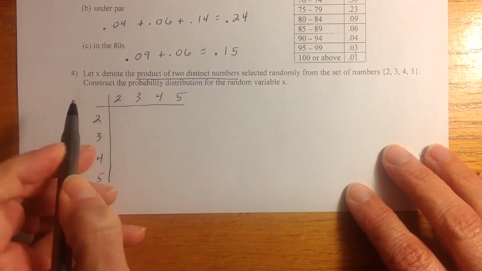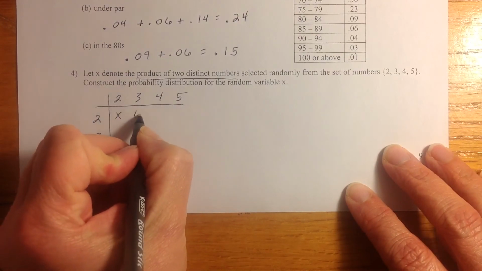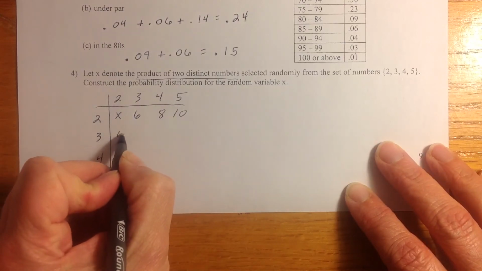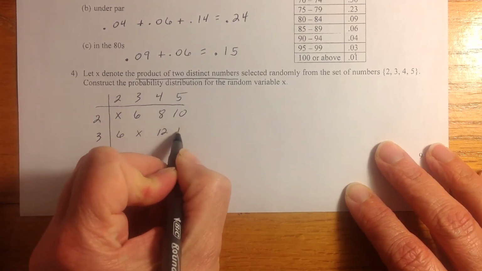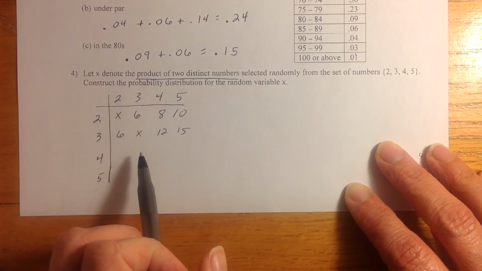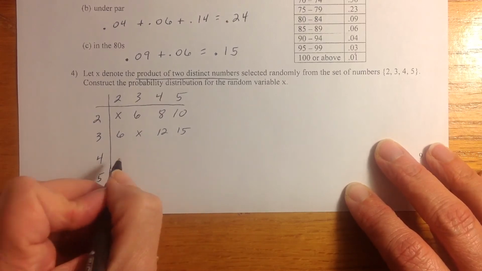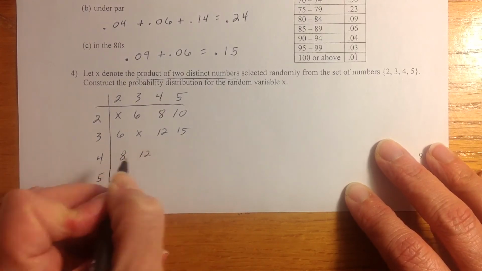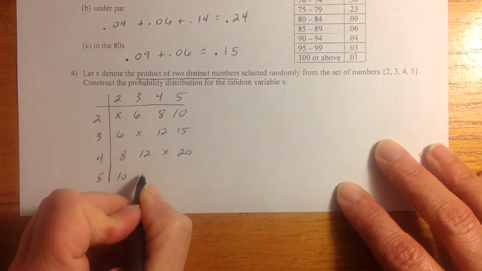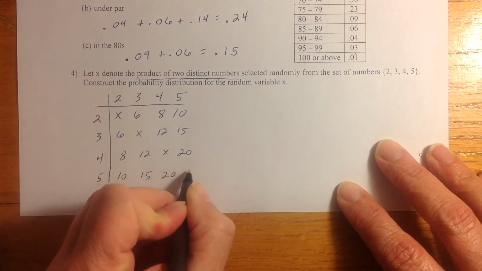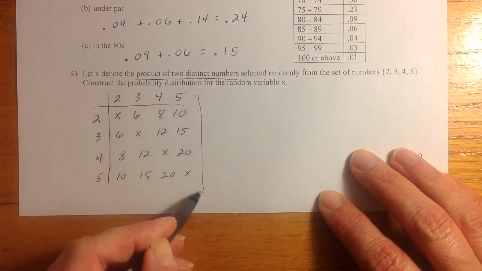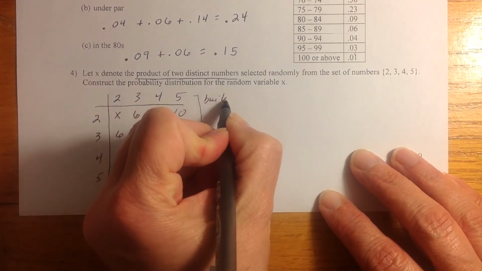Now I can't take 2 times 2, so that's an X, but I could do 6, I could do 8, I could do 10. I can do 6, I can't do 3 times 3, I can do 12, I can do 15. So remember, I'm grabbing a number from the top and a number from the side. As long as they're different, I get to multiply them together. So I get 8, I get 12, I can't do 4 times 4, and I get 20. I get 10, I get 15, I get 20, and I can't do 5 times 5. This here is building my sample space.